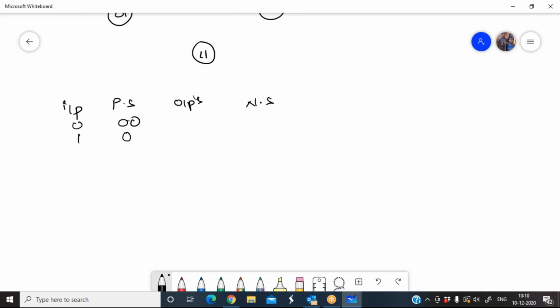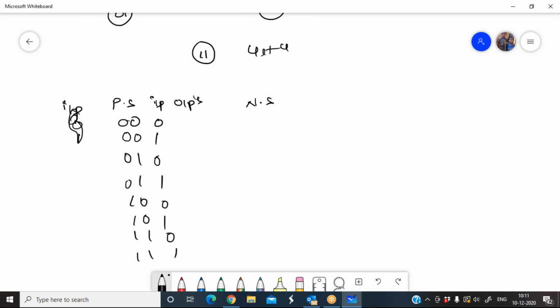Or you can write like this. Sorry, you can write input here. Okay, 0 0 0 0 0 1 and 0 1 0 0 1 1 1 0 0 1 0 1 1 1 0 1 1 1. Let's comment outputs here. What are the outputs? UL plus UL minus 2. UL plus UL minus 1 plus UL minus 2.